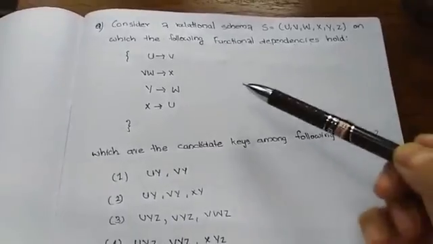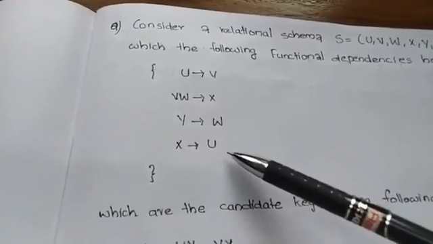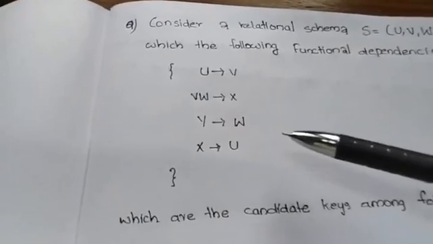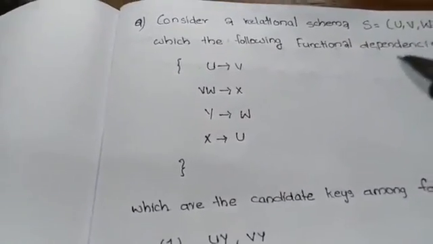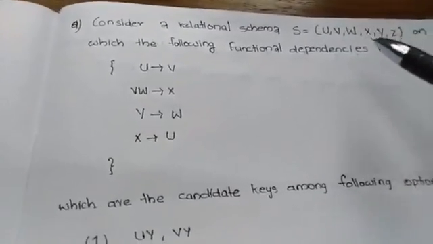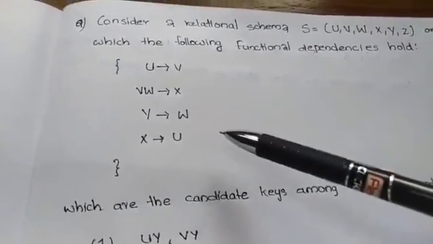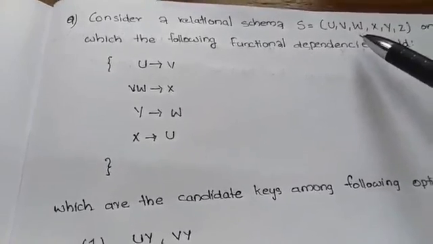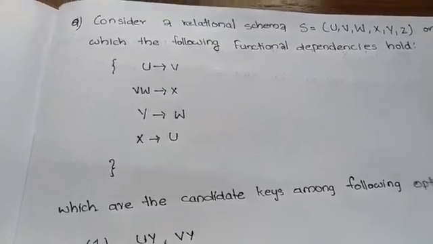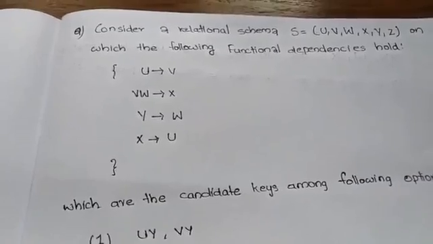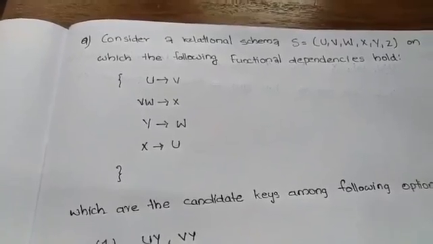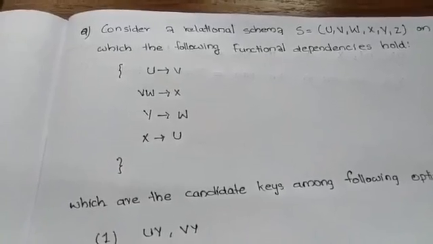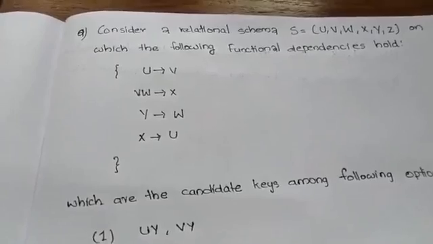So here V, X, W, U are there in the right hand side of the functional dependencies. What does it mean? It means that V, X, W, U can be determined somehow. And there are some missing attributes in the right hand side. U is there, V is there, W is there and X is there. Y and Z are not at the right hand side of the functional dependencies. What does it mean? Y and Z cannot be determined by other attributes. So, it tells that Y and Z must be in the candidate key of relational schema S.